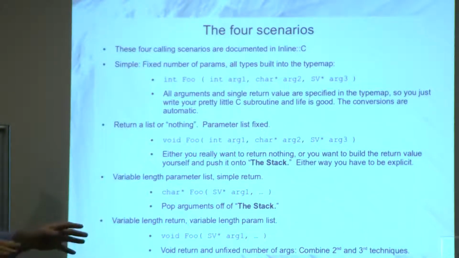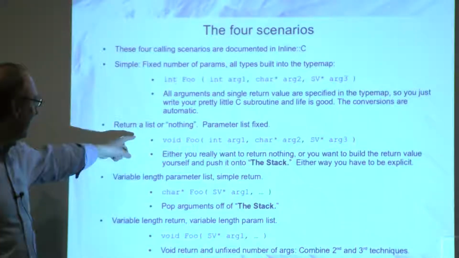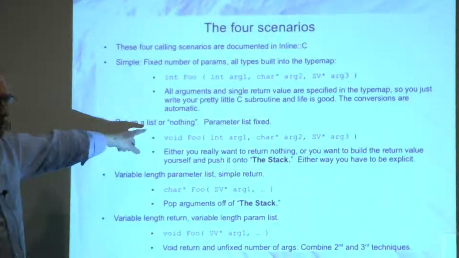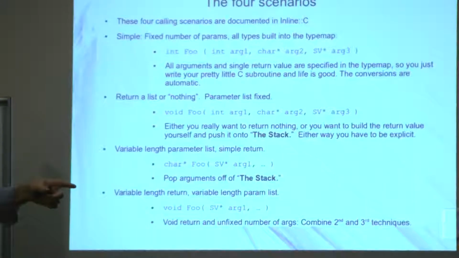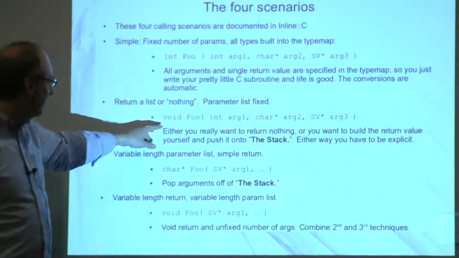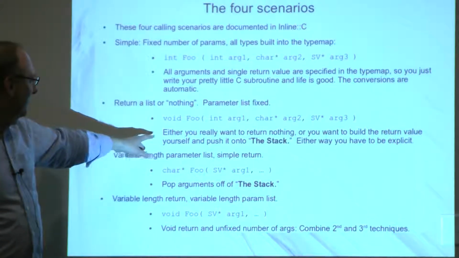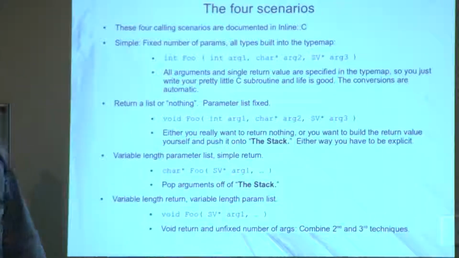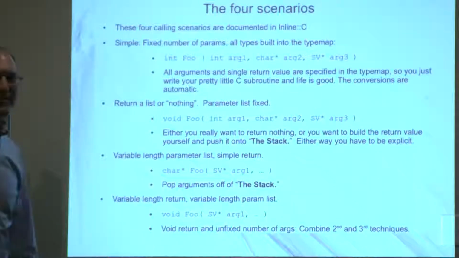The return values get pushed on. The stack pointer comes back down to the end of the stack there, and that's your return values. So if you're returning a list, you've got to use the Perl stack and push your arguments onto that list. And if you want to return nothing, you also have to use the stack. Does anybody have any questions?